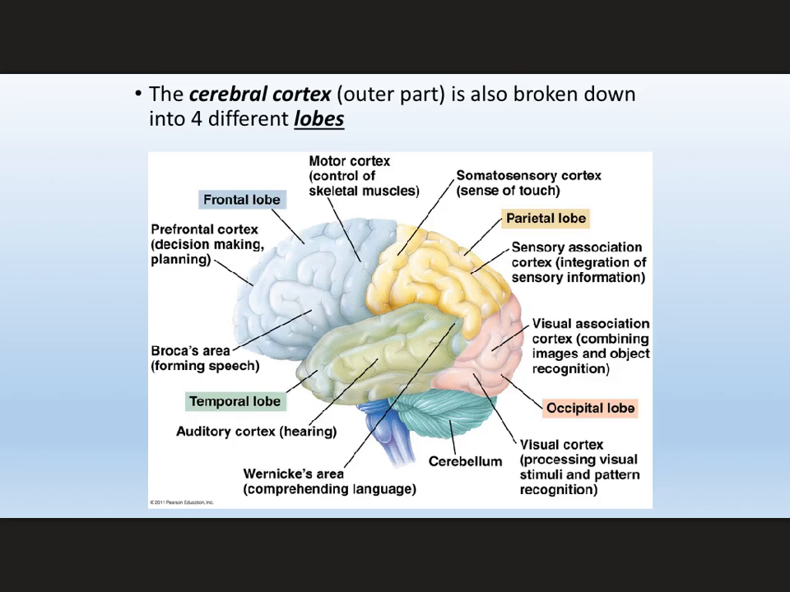The cerebrum itself, or the outer part of it, the cerebral cortex, is broken into four lobes, which I'm sure if you're in psych, you had to learn really well. Again, I don't think it matters here now, but you've got the frontal lobe in the front, temporal lobe on the sides, parietal lobe kind of more the top of the head, and occipital lobe kind of toward the back.